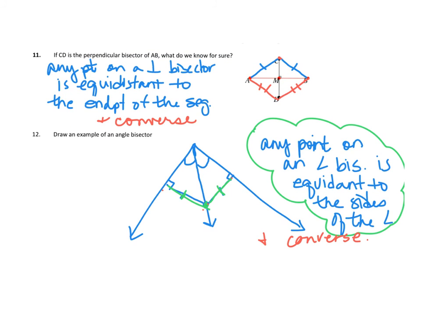I added this. This is the perpendicular bisector theorem: if a point is on the perpendicular bisector, then it is equidistant to the endpoints of the segment. And the converse, where if you have a point that's equidistant to the endpoints of a segment, then it is on the perpendicular bisector. This one, if you have an angle bisector, then it is equidistant to the sides of the angle. And the converse is if you have a point that is equidistant to the sides of the angle, then it's on the angle bisector.